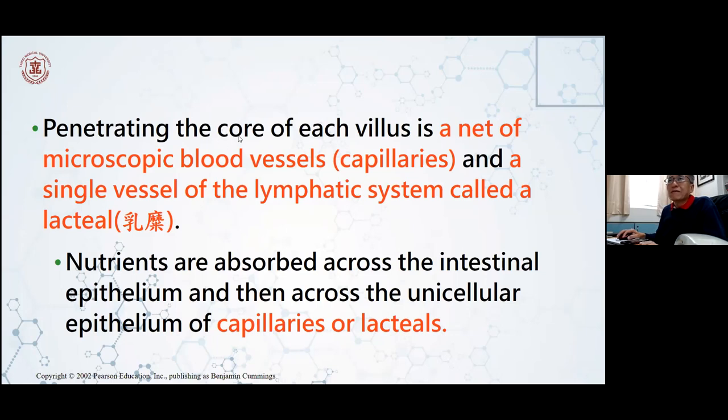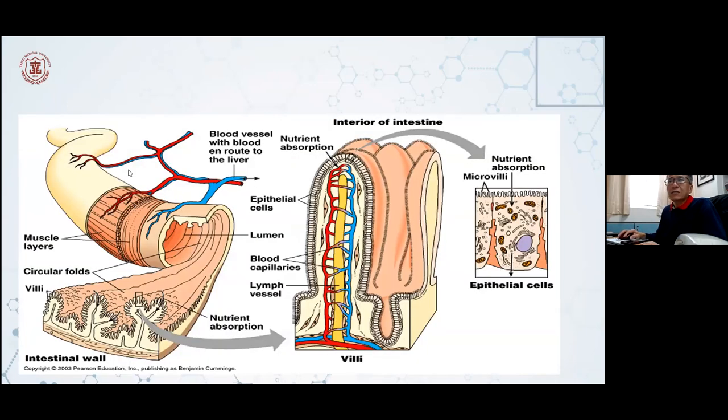So in the core of the villus, there is a net of microscopic blood vessels, capillaries, and a single vessel of the lymphatic system called the lacteal, okay? We can see the structure here. So this is the structure of the small intestine. In the wall of the small intestine, there are many, many villi here. So this is the intestinal wall, okay? And in the villus, we can see the many microvilli.